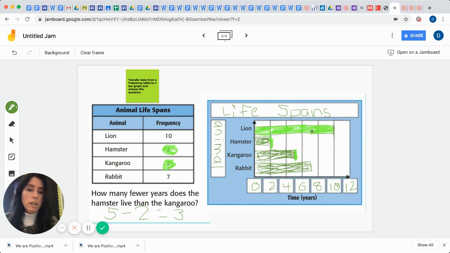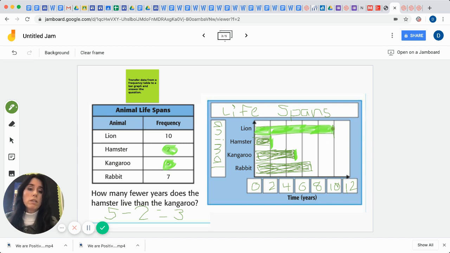If we subtract the hamster from the lion, is it going to equal 2? Well, the hamster has 2. So if we say 10 take away 2, is that going to equal 2? And the answer is no. So let's try the lion and the kangaroo. If the lion is 10 and the kangaroo is 5, if we subtract 5 from 10, is that going to equal 2? And the answer is no.